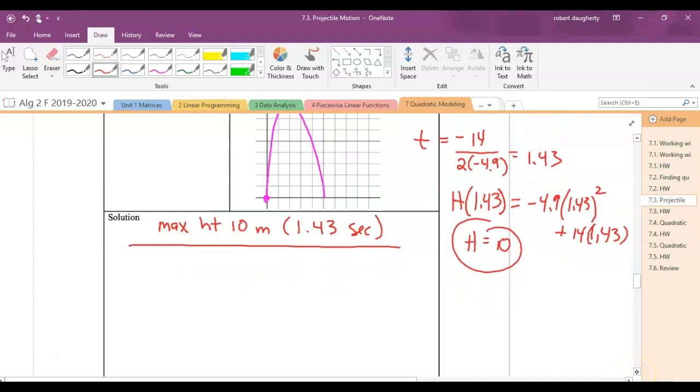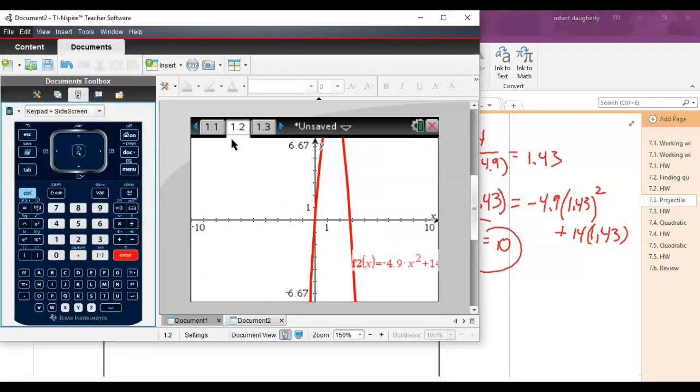What was the other question that it asked? How long is this thing until it hits the ground? What's special about when it hits the ground? Yeah, the height is 0. h equals 0 when this thing hits the ground. So that means take my equation and do what? Yeah, set it equal to 0. Okay. And I would just go to my calculator for this.